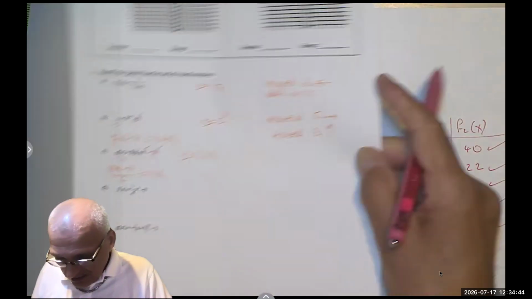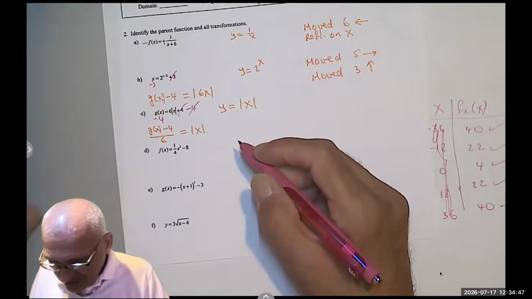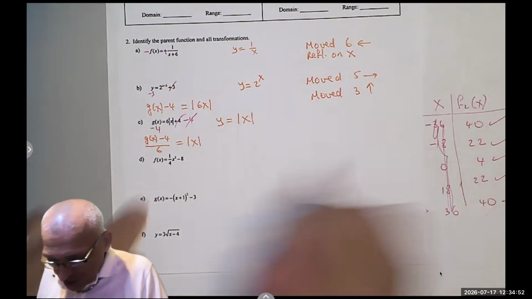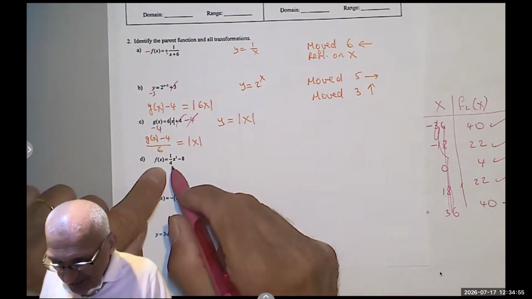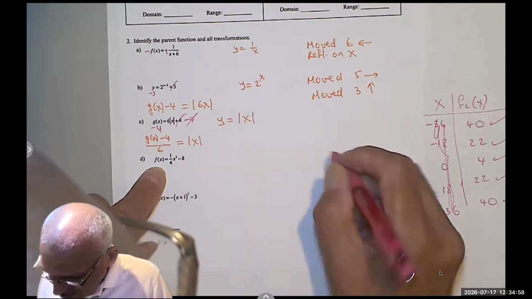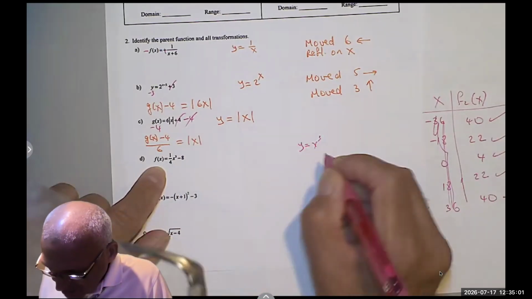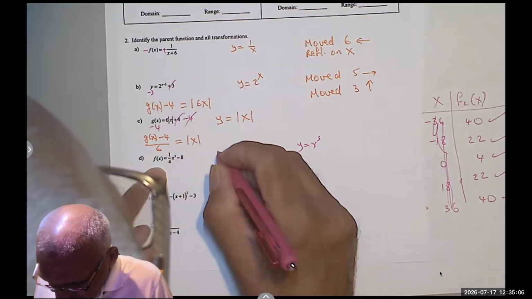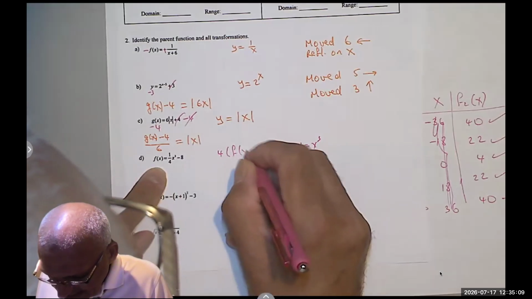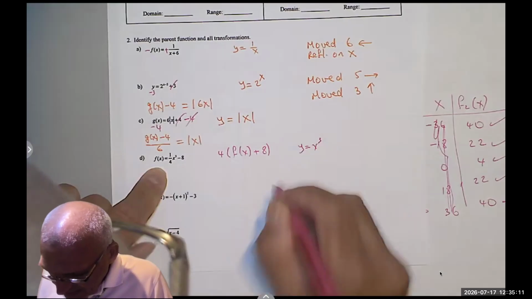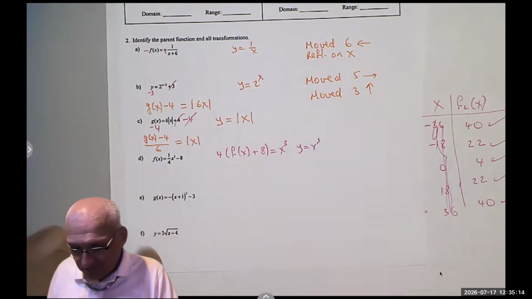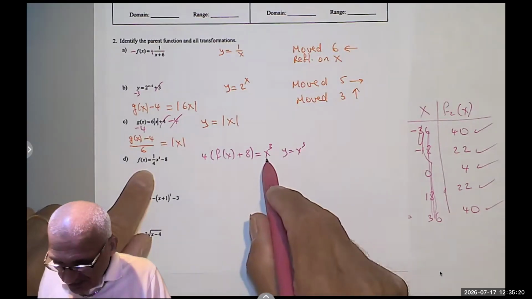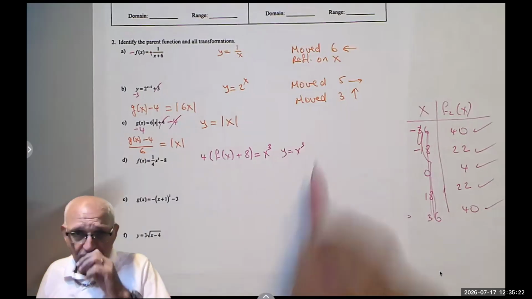Maybe we can do the rest. We are not going to graph, just show what we did. So before I write the parent function, let me put this in, because I know the parent function is y equals x cubed, right? So I'm going to add 8 to both sides and then multiply by 4. So 4 times f of x plus 8 equals x cubed, right? So x cubed is x cubed. So I'm not going to do anything to it.